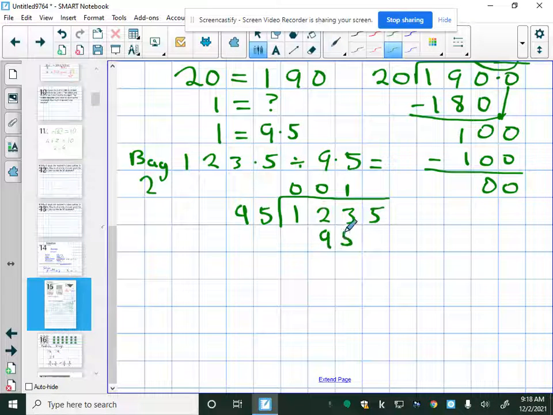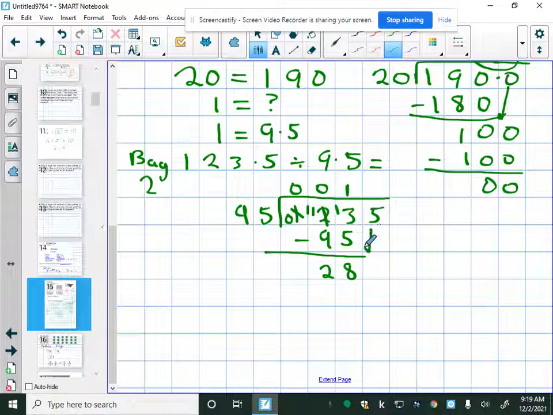I subtract my 95 from that number. 5 from 3 I cannot do, so I borrow from next door. 13 subtract 5 leaves me 8. 9 take away 9 from 1 we can't do, so again we borrow from the neighbor next door and it becomes 11. 11 subtract 9 is 2. So now we have 28.